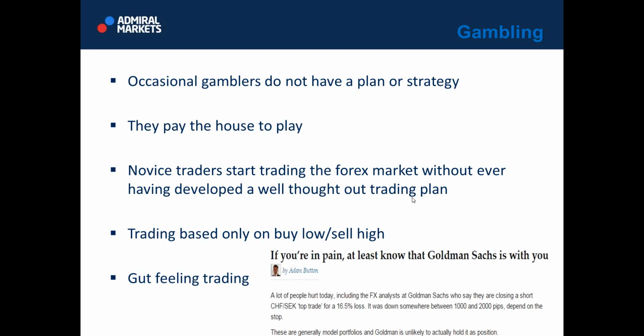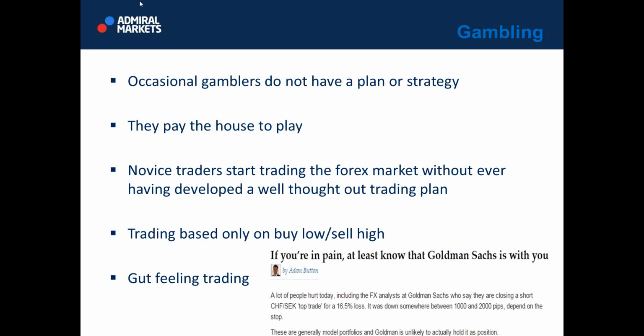And look at the post taken from Forex Street. If you're in pain, at least know that Goldman Sachs is with you. There is a big trading fund, and Goldman Sachs is doing it with big money. The article says a lot of people heard today, including Forex analysts at Goldman Sachs, who say they're closing a short Swiss SEC top trade for a 16.5% loss. It was down somewhere between 1,000 and 2,000 pips, depending on the stops. These are generally model portfolios, and Goldman is unlikely to actually hold it as a position.